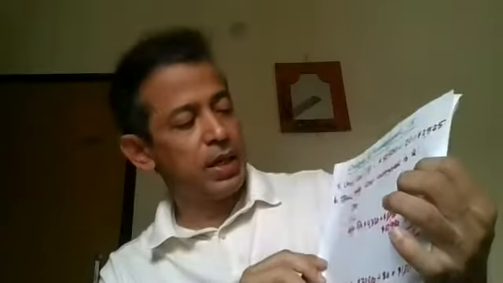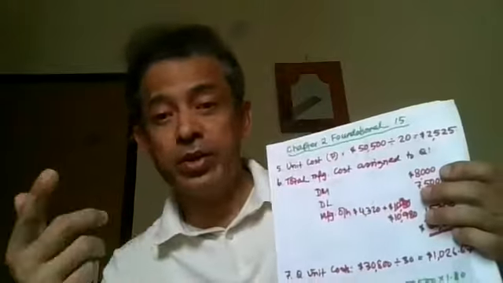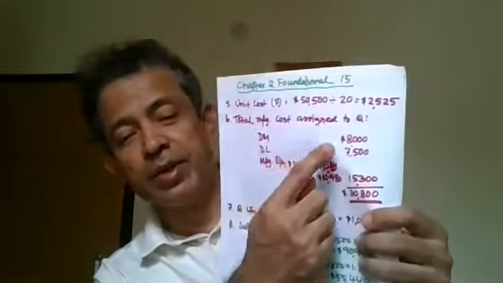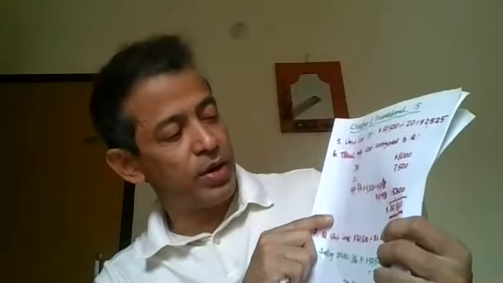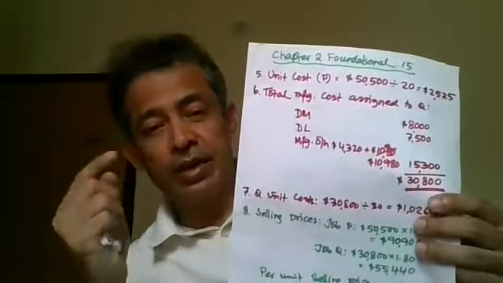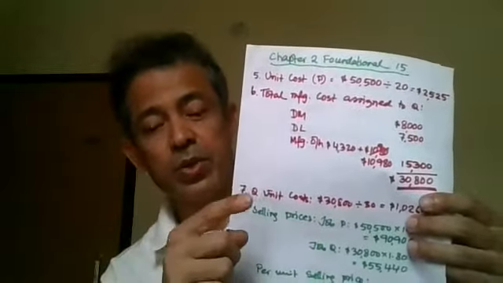Requirement 6 is total manufacturing cost assigned to Q. So follow the same process: material plus labor plus overhead from the two departments. Material here was $8,000, labor is 7.5, and overhead is $4,320 plus 10,980. So these are fabrication's contributions to Q.